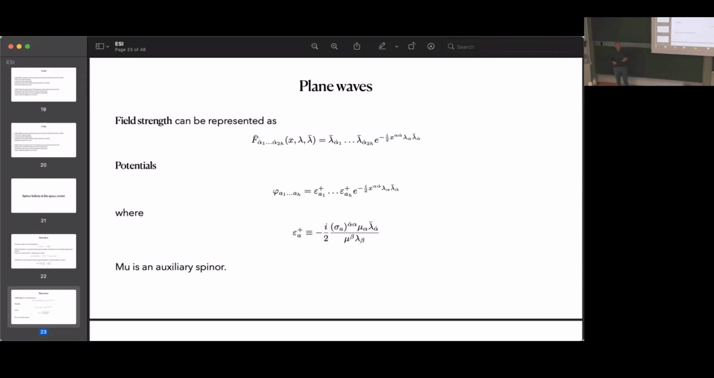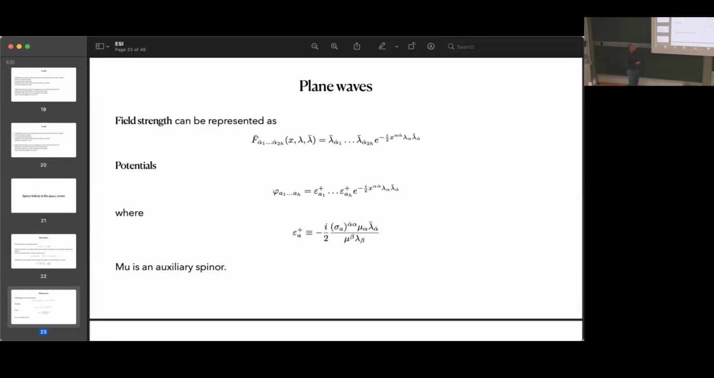Once we know the field strength, we can construct potentials. This is not done in a unique way, of course, because there is gauge invariance. But in the spinor-helicity formalism, this gauge invariance is fixed in some particular way. So you have these polarization vectors, which are given in a very specific form. Let me comment a bit on this form. Here you have lambda and lambda bar, which I explained. And these mu's are auxiliary spinors. One can check that if you contract this polarization vector with the auxiliary spinor, the product vanishes. So this is some sort of gauge which is tied to mu, this auxiliary spinor.